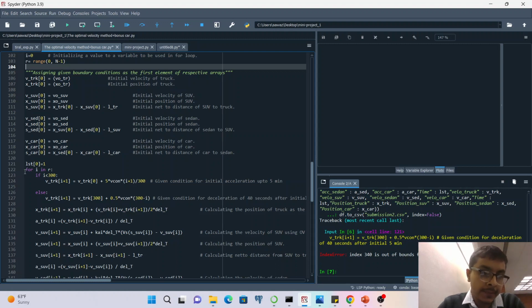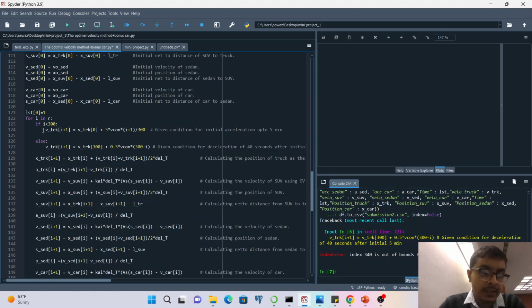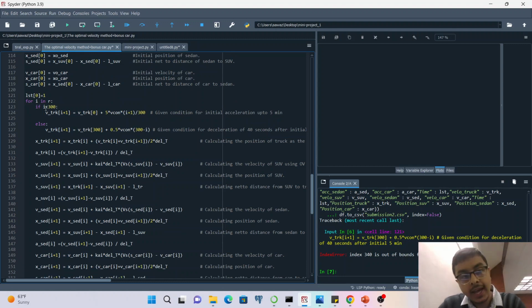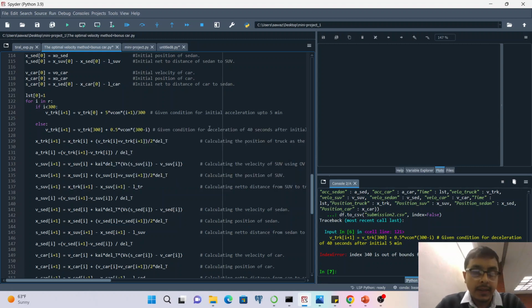Our for loop starts here, and i is the variable that's going to be updated and constantly looping. First, when i is less than 300, that is the condition of the truck that has been given to us, which says that the truck accelerates up to 5 minutes, and then after that it decelerates. So we have two conditions: one within 5 minutes, that's 300 seconds, and the other after 5 minutes.